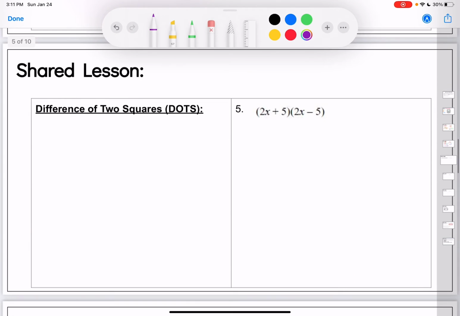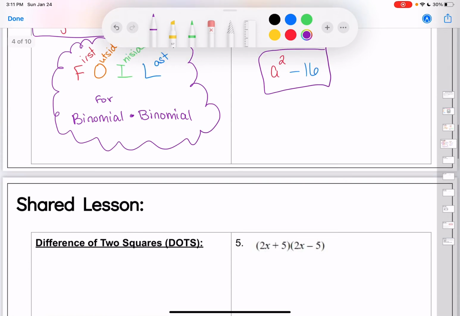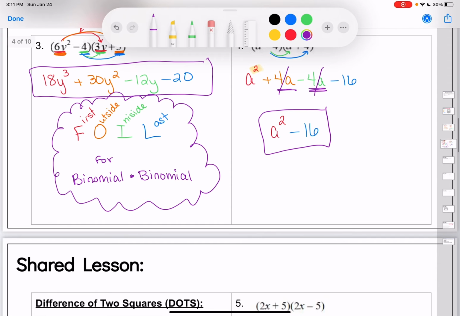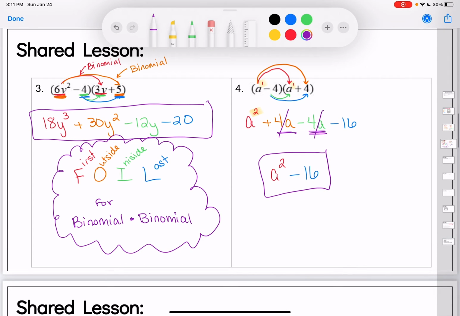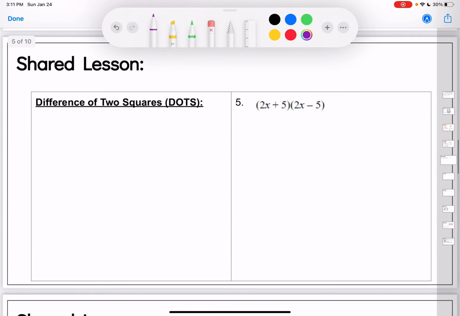That's a special thing. This is what we call the difference of two squares. Look at my answer. I have the difference, it's subtraction. A squared is a perfect square. 16 is a perfect square. That's what we mean by the difference of two squares, or in other words, dots, right? D-O-T-S, dots. And when we see that, we can actually use this shortcut.